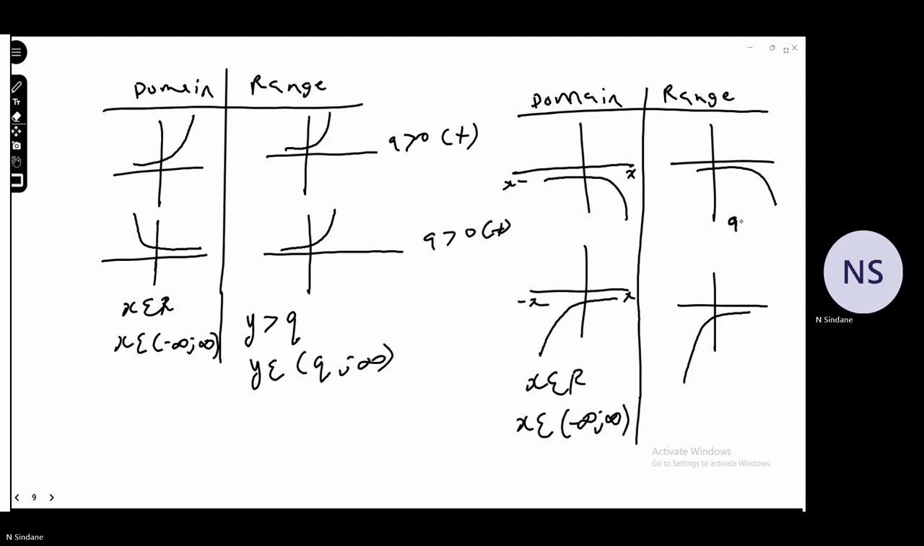So now we come to our range. When a is less than 0, what is the range of this? Now, the range of these two graphs is the same. They depend on what you call the asymptote of this graph. So this will be y is less than q, or y from negative infinity up to q. That is how you will represent this, right?